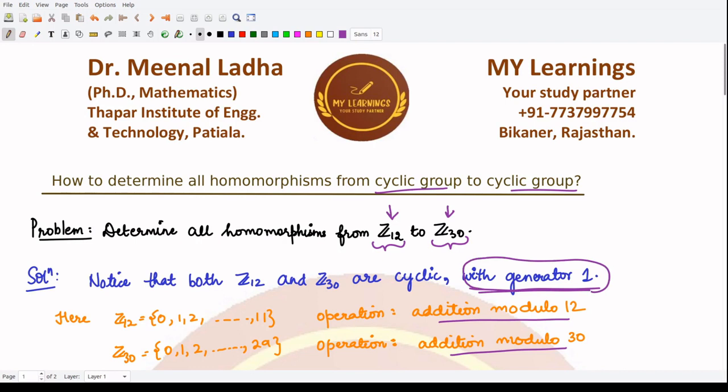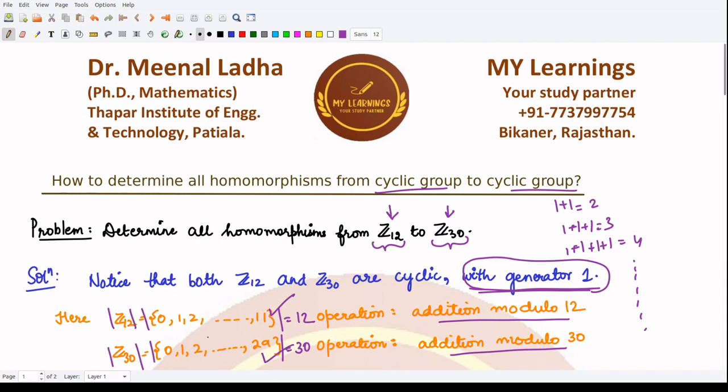What does it mean? It means that by adding 1 to itself, you can generate all the elements of these groups, right? This you know well, correct? And what is the order of this group Z12? The order of this group is actually 12, and the order of Z30 is 30. Why? Because the first contains 12 elements and the second group contains 30 elements.